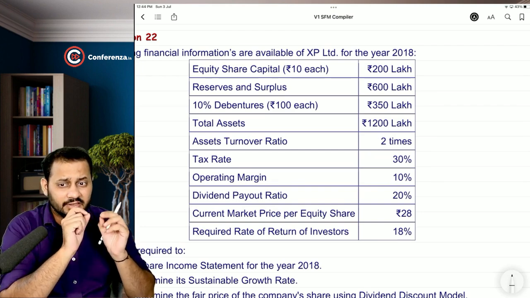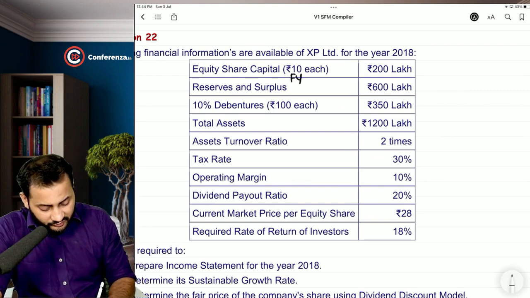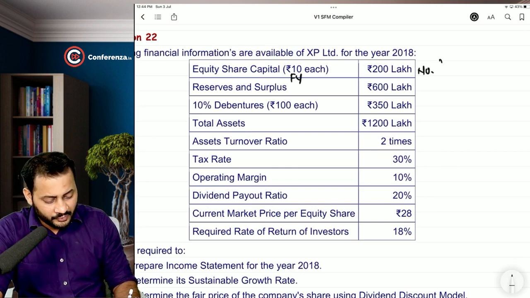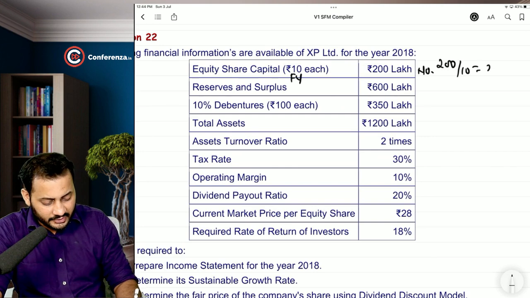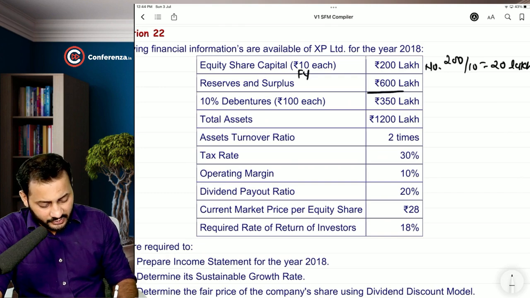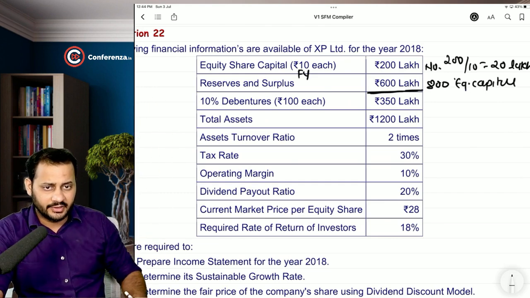So the first sentence is equity share capital of rupees 10 each. What is this 10? This is the face value, of 200 lakhs. So can you calculate the number of shares here? 200 divided by 10, that is 20 lakhs. Okay, this is a good habit. Reserves and surplus is 600 lakhs. So the total equity capital is 800 lakhs: 600 plus 200, 800 lakhs.